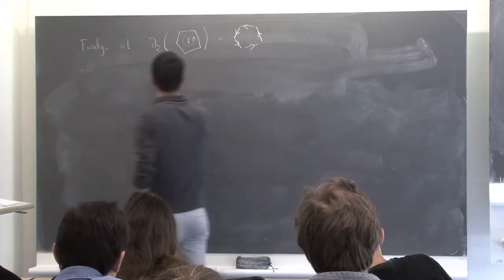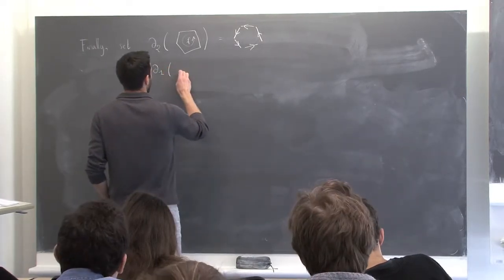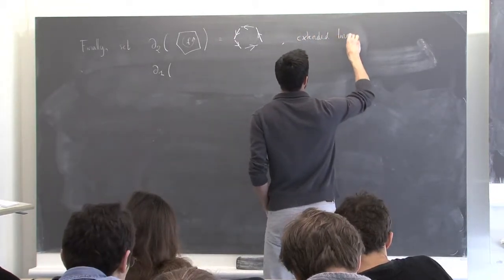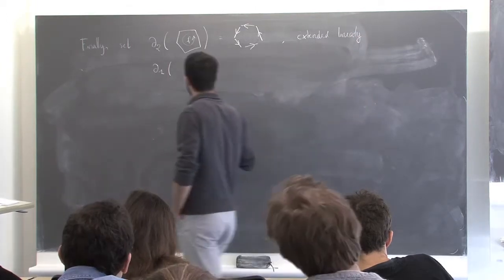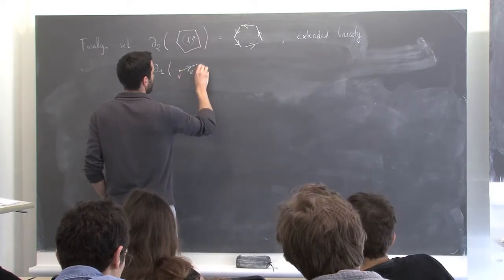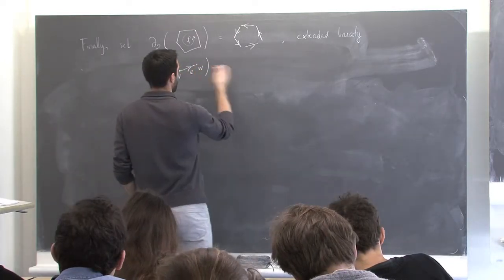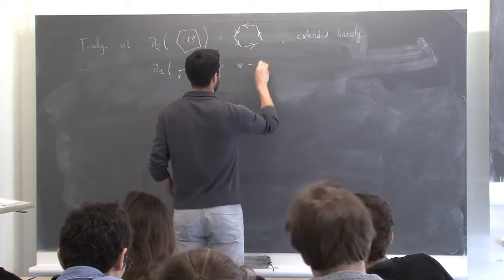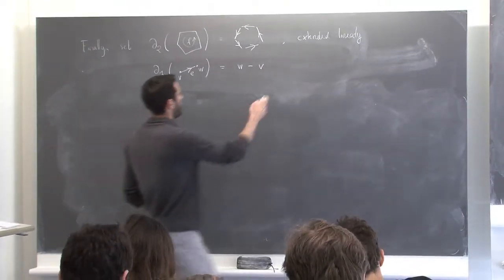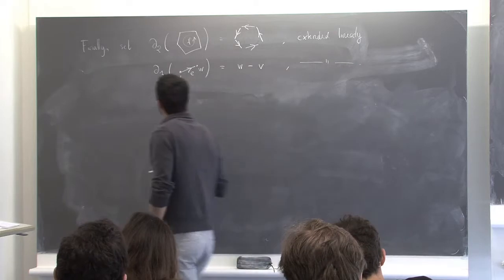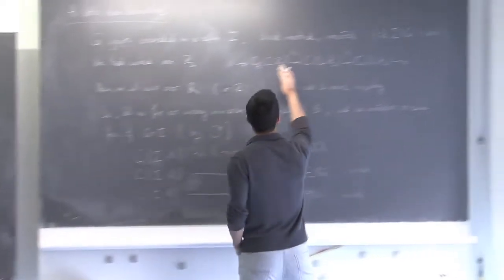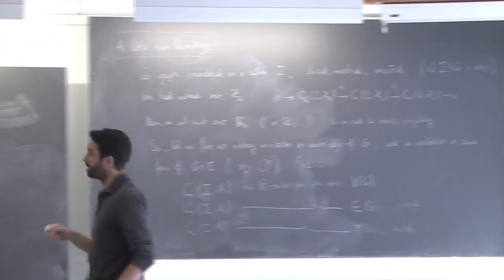Okay, and then you extend it linearly. And then if you have an oriented edge like this, you want to define its boundary as W minus V. And then you note that the only thing we need to check now so that everything works is that when you compose two of them, you get 0.